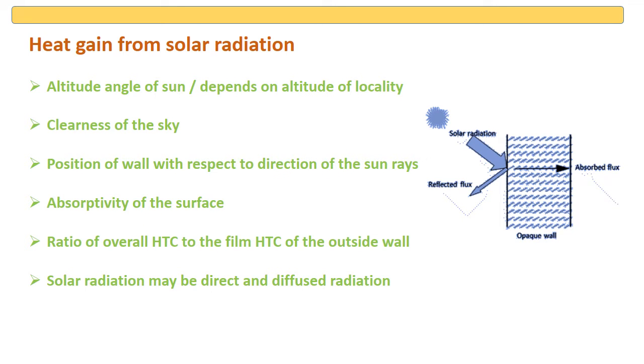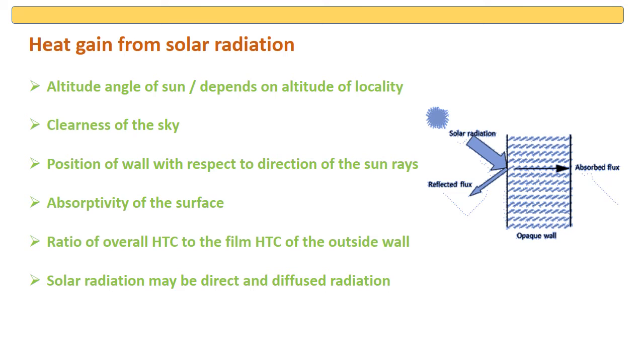The major contribution to the sensible heat gain is the solar radiation during the daytime. Different factors govern the amount of solar radiation that is contributing to the sensible heat gain. These factors are like altitude, the angle of the sun, which depends on the locality or position of the local area on the earth. Altitude is basically the lateral angle of the sun from the position of the surface.